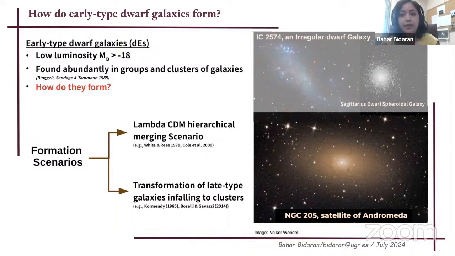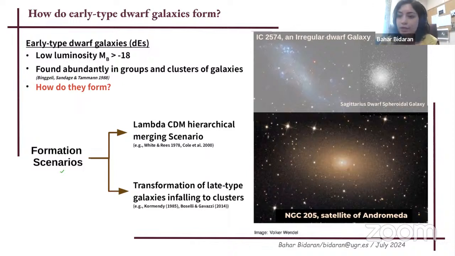And there are different scenarios proposing different possibilities, but two of them have gained further attention. The first one is based on lambda CDM hierarchical structure formation. Based on this scenario, we believe that at least a subpopulation of present-day early type dwarf galaxies are primordial galaxies that formed in the early universe but did not go through any mergers.